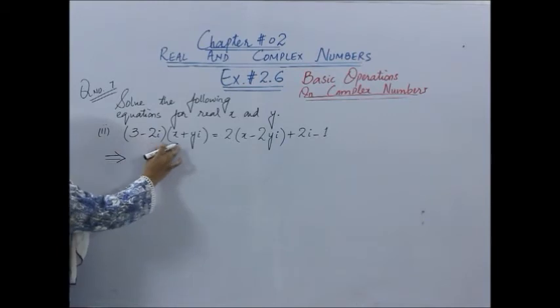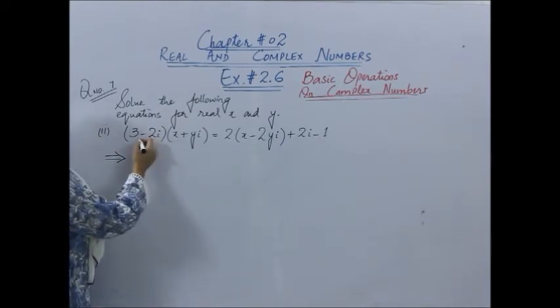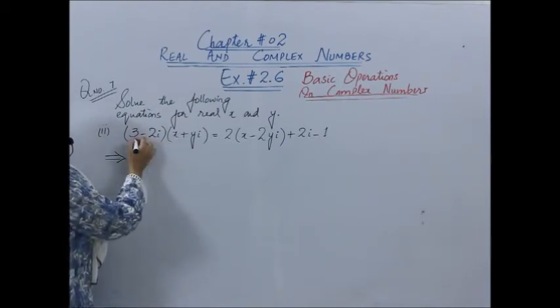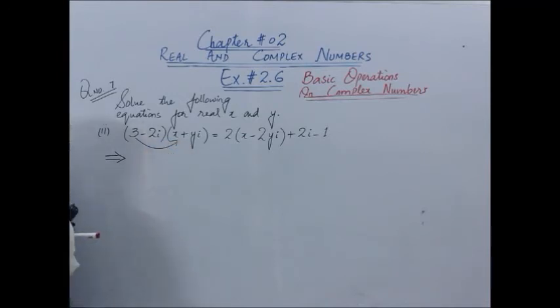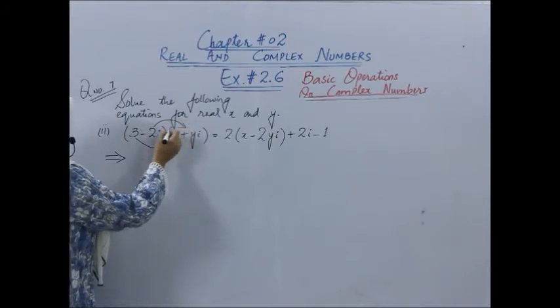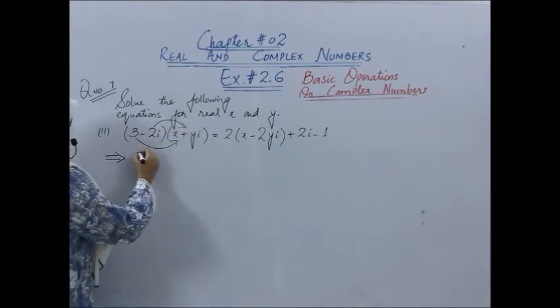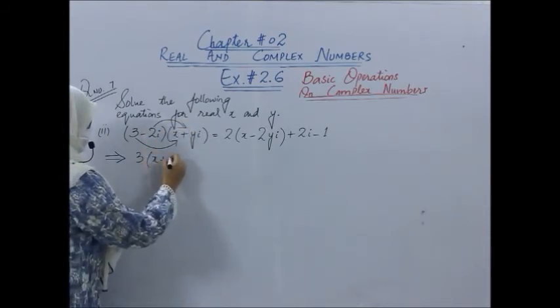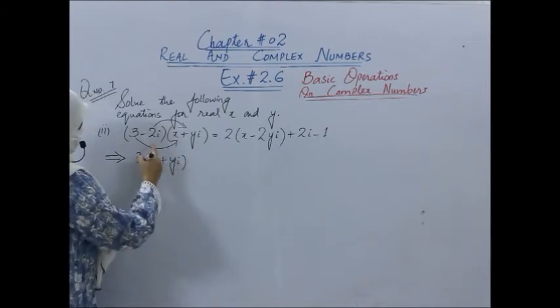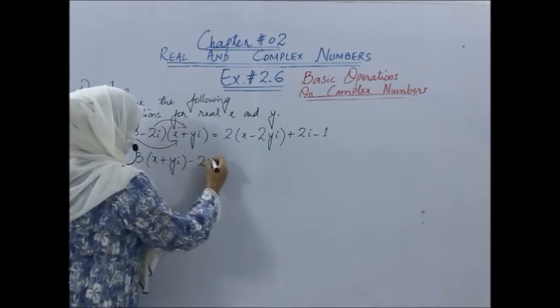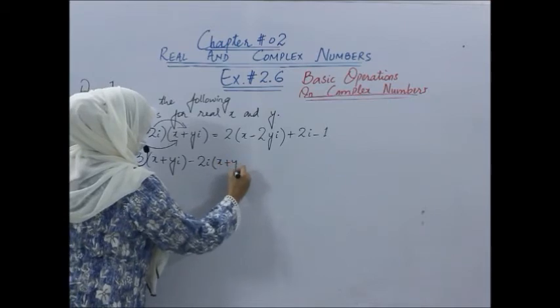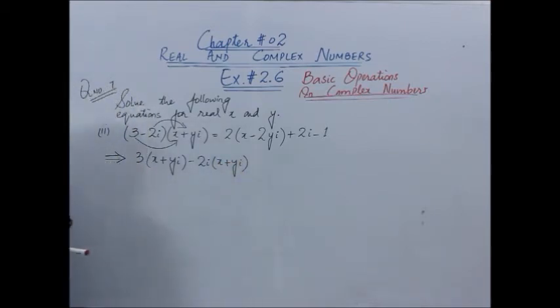Now how we will solve the left hand side? Two complex numbers, product of two complex numbers. First 3 would be multiplied with the complex number x plus y iota, and then minus 2 iota would be multiplied with this whole complex number. That is 3 into x plus y iota minus 2 iota into x plus y iota. Fine. Now what about the right hand side?